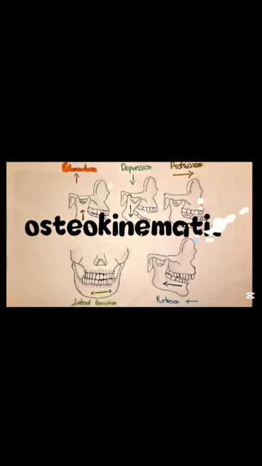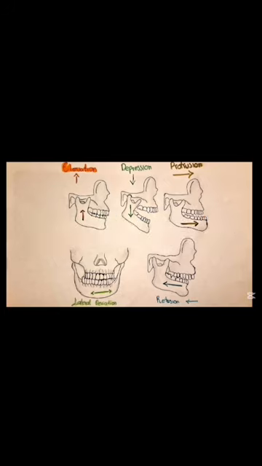So to continue, I am going to explain how the jaw moves. We have two parts: osteokinematic, which is the movement of the bones, and arthrokinematic, which is the movement inside the joint. And so let's get started with osteokinematic. There are five main movements.